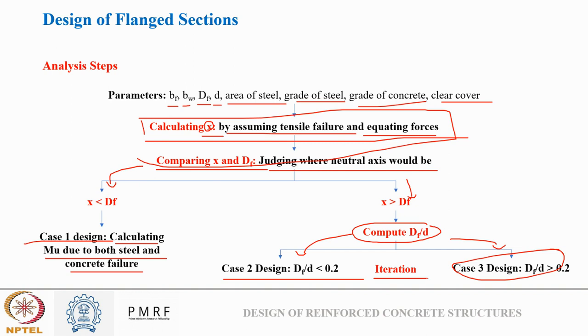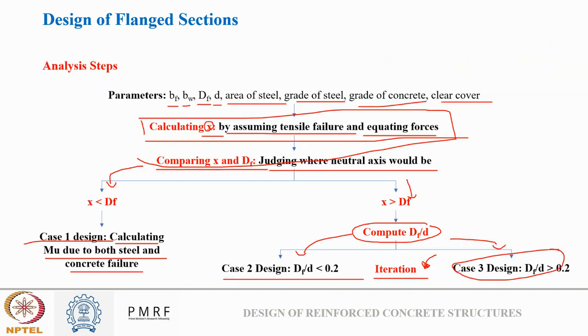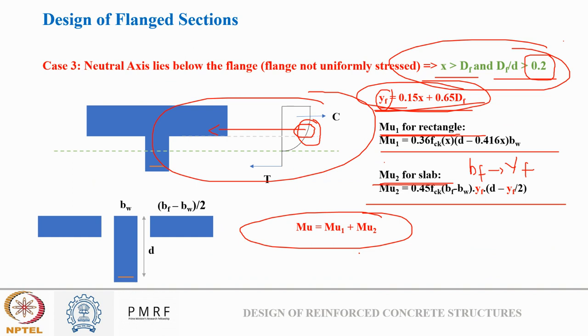And how to design for that, we will see in the next class. But for now, just remember that there are three cases. There are two conditions to check: x comparison with Df and the Df by d value. Based on those values, we check which case we belong to, and based on the case that we belong to, we use the relationships for that.